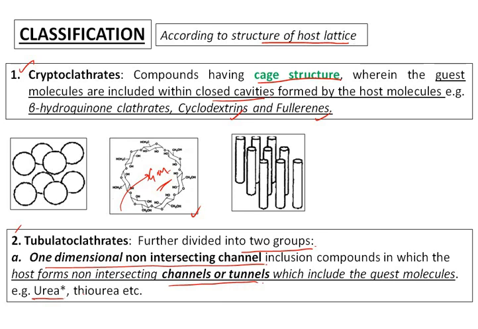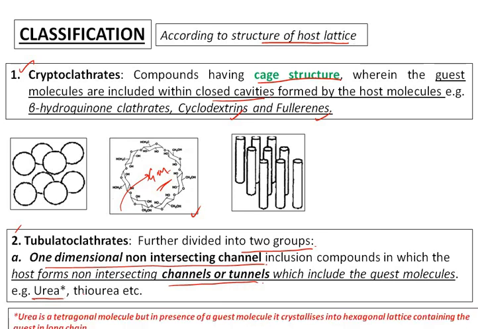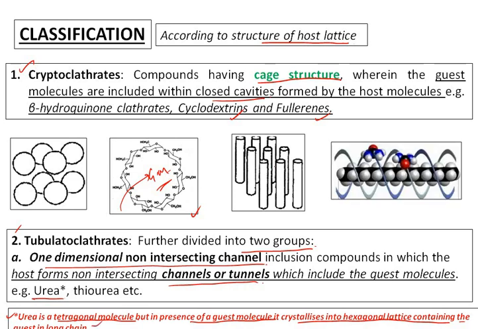Now you might be wondering how urea can act as a host molecule, or how urea can have a cavity in the center, because urea is a simple molecule. It is NH2CONH2. How can it have a cavity? Here I would like you to read this line. Urea is a tetragonal molecule. But in the presence of a guest molecule, it crystallizes into a hexagonal lattice containing the guest molecule in the long chain. So it looks something like this.